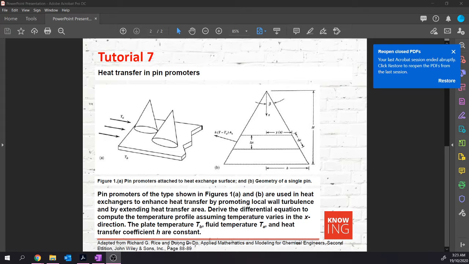Okay, for tutorial 7, heat transfer in pin promoters. Pin promoters of the type shown in figure 1a and b are used in heat exchangers to enhance heat transfer by promoting local wall turbulence and by extending heat transfer area. Derive the differential equation to compute the temperature profile assuming temperature varies in the x direction. The plate temperature, TB, the fluid temperature, TA, and the heat transfer coefficient, H, are constant.